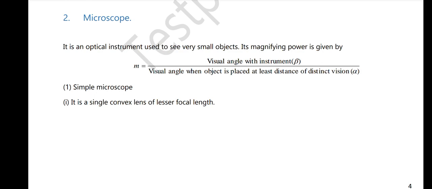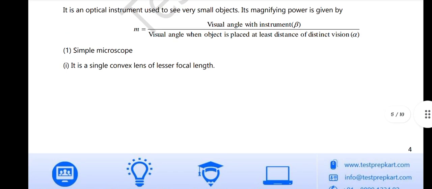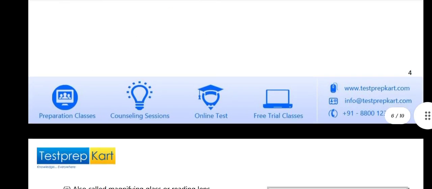Now, that is the simple microscope. It is a single convex lens of lesser focal length. So a simple microscope has a single convex lens of lesser focal length.